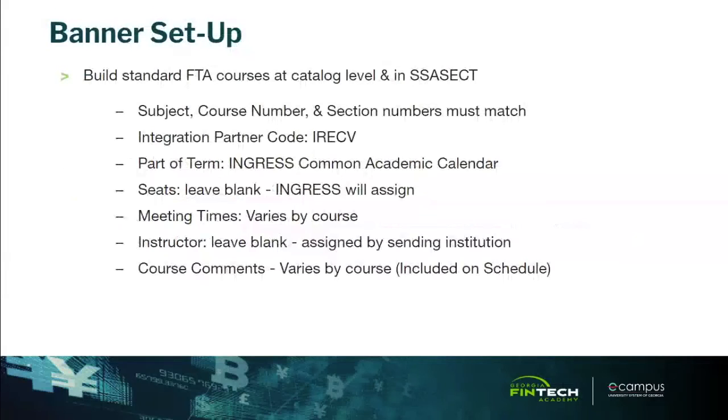So for specific section setup, I believe GSW has already had these courses approved through governance, so that makes this process much simpler. When the schedule is sent out, you'll simply build the FTA courses in Banner, and you will need to pay very close attention to the subject, course number, and section numbers. Those must match exactly for all of the systems, Banner, Ingress, and GoView, to work together properly.